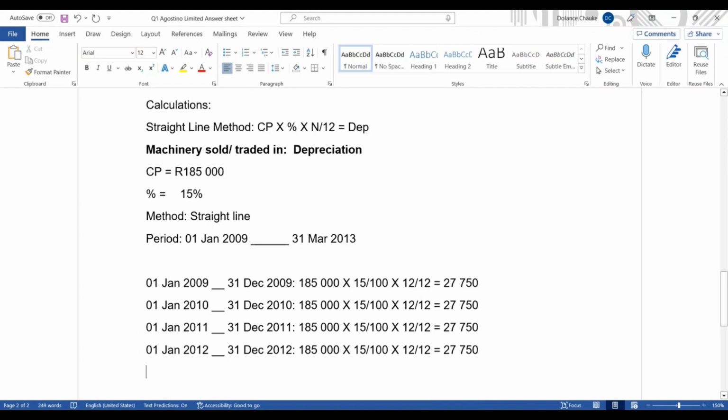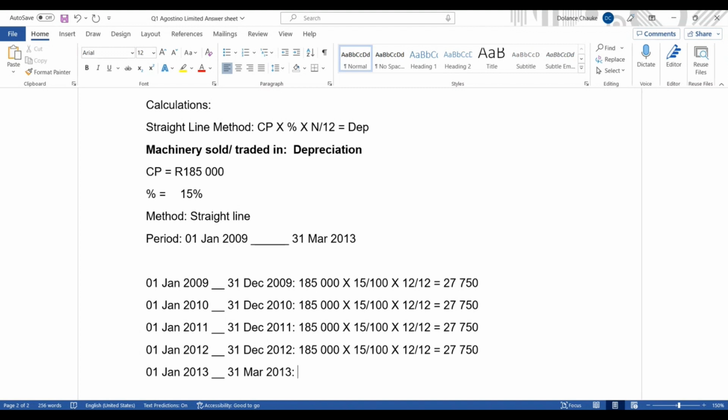And then we are going for 2013 now. The vehicle was there from January 2013 until they sell it. And they sold it when? 31 March. So we're going to end there, 31 March. From January to 31st March is how many months? It's 3 months.